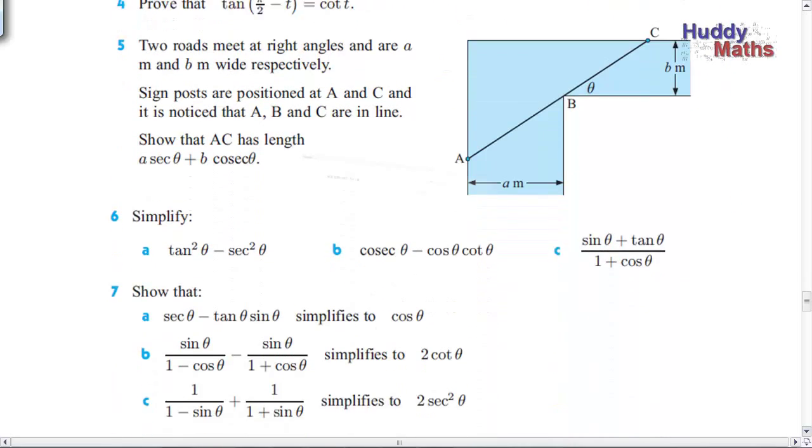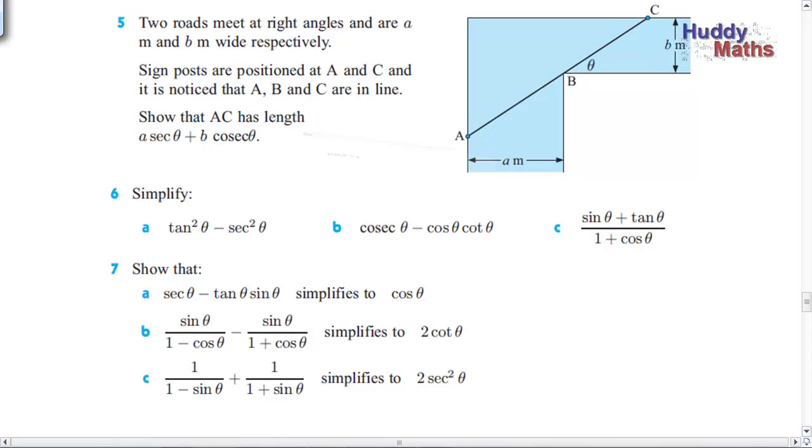Coming down to 5 is a practical problem. Show that AC, what's the maximum length you can get around that corner, if you like. Or it could be a passageway in a house and a ladder you're trying to move around, something like that. There are a few problems like this. And you can look at what you're asked to show, that AC has that length, and split it into 2 parts. The first part is AB. Try and get that, plus BC. All right, see what you can do with those.